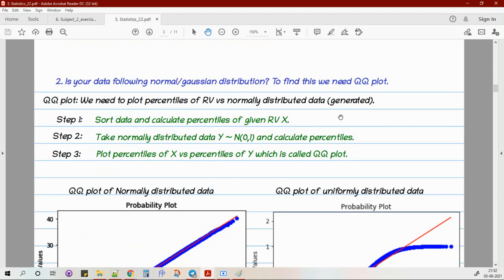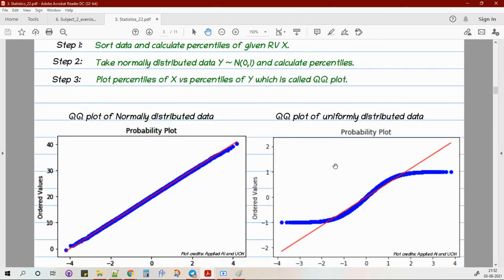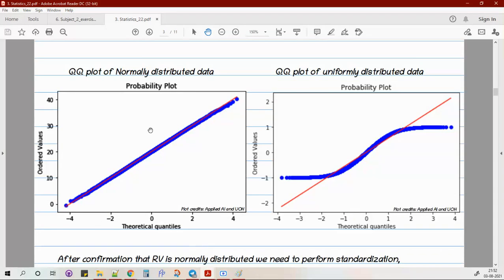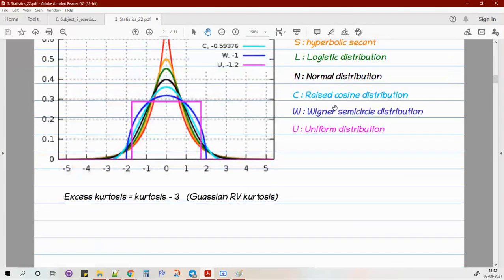Okay, let's have the next topic. QQ plot. Why is this QQ plot useful? I haven't used it personally yet, but it is useful to identify whether your data is normally distributed or not. I was explaining the uniform distribution.